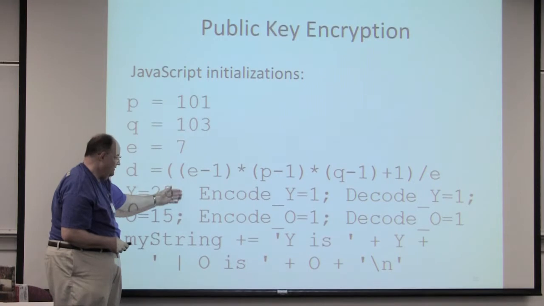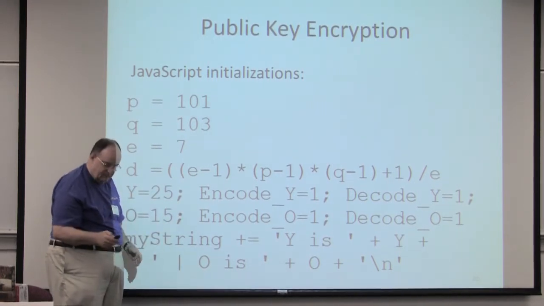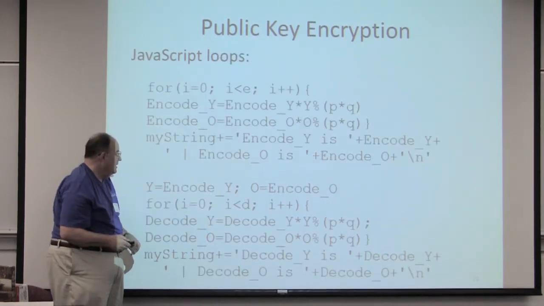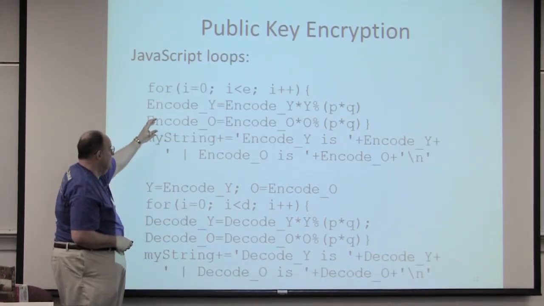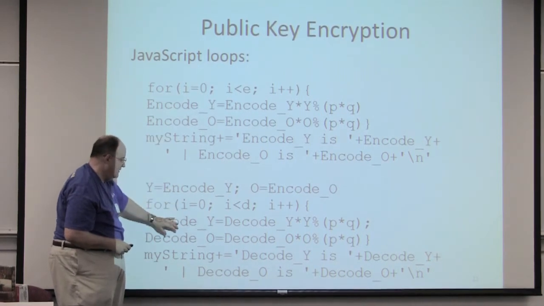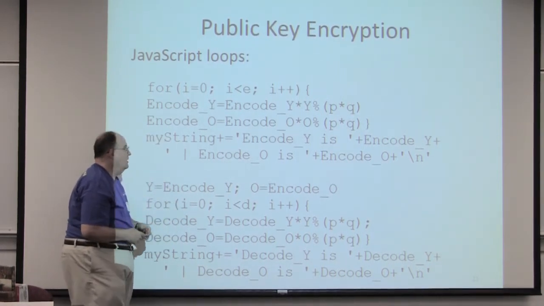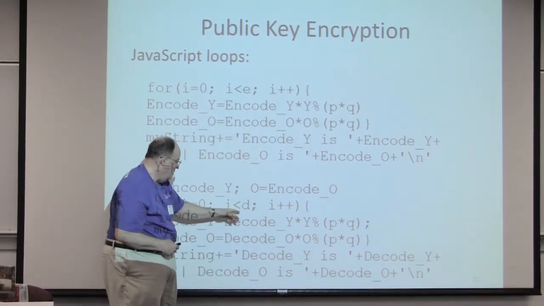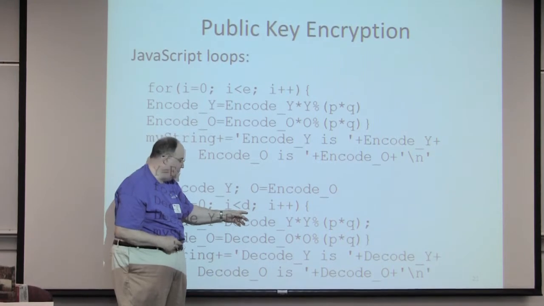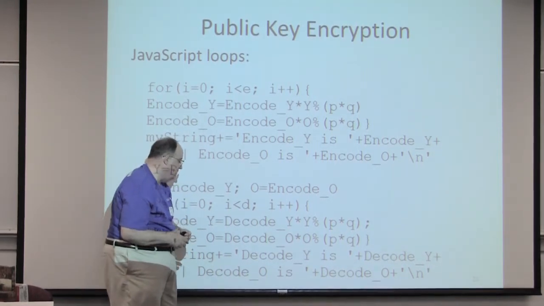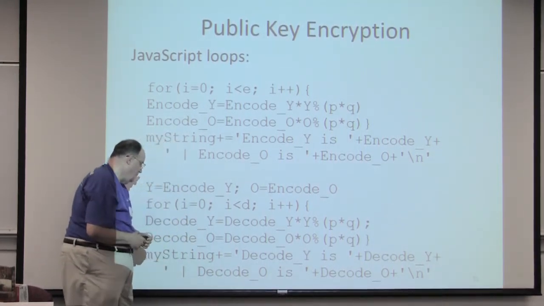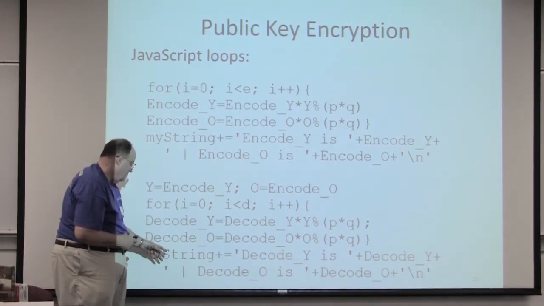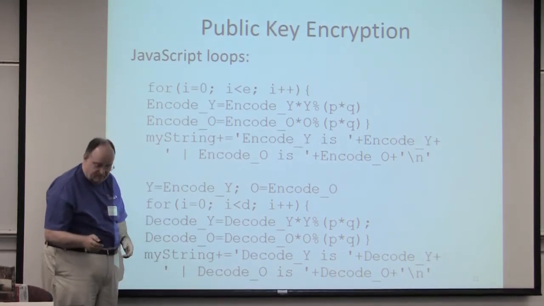Here are the initializations. We're initializing our variables. Now, here is the encode loop, here is the decode loop. The encode loop executes 7 times because E is 7. The decode loop executes 8,743 times because that is the value for D. The variable myString is something I use to print things out.